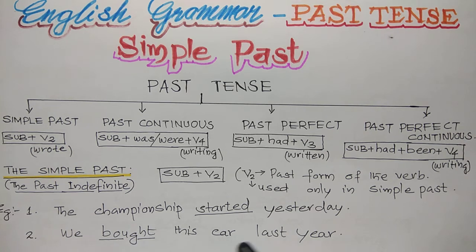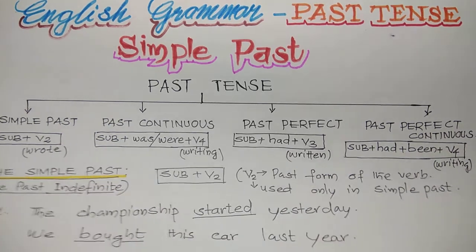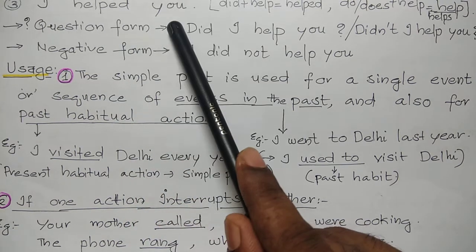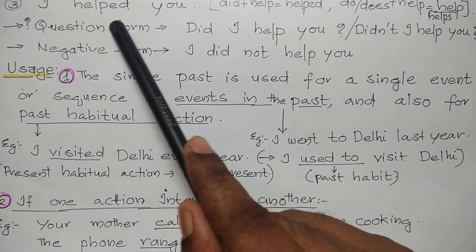We bought this car last year. Bought is the V2 form of buy. Another example. I helped you. I is the subject plus V2 form of help.